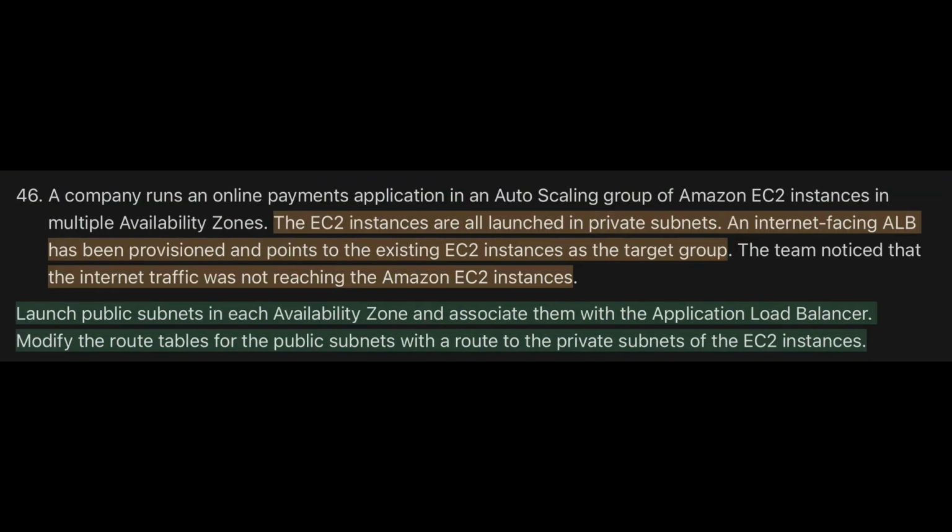Now let's say EC2 instances are all launched in private subnets, and an internet-facing ALB has been provisioned and points to the existing EC2 instances as the target group. But then the team noticed that the internet traffic was not reaching the Amazon EC2 instances. While what they needed to do was to launch the public subnets in each availability zone and associate them with the application load balancer, and then modify the route tables for the public subnets with a route to the private subnets of the EC2 instances.